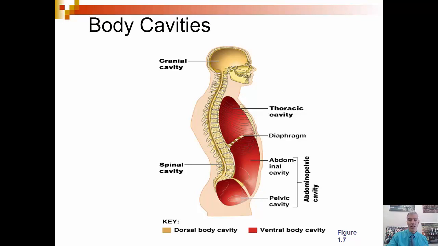So thoracic, heart and lungs; abdominal, digestive tract, parts of your urinary system; pelvic cavity, reproductive and urinary systems; spinal cord; cranial, brain. And that's it.